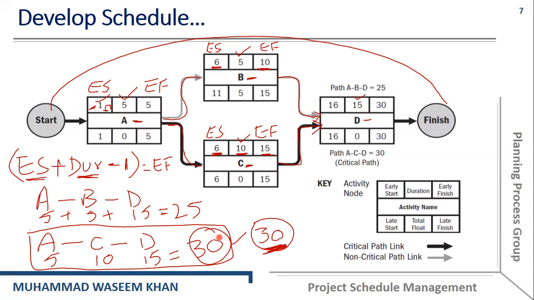Okay. So let me discuss this slide in Urdu, so my Urdu-speaking students understand it easily.